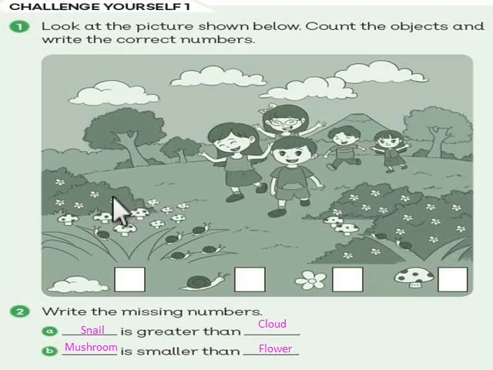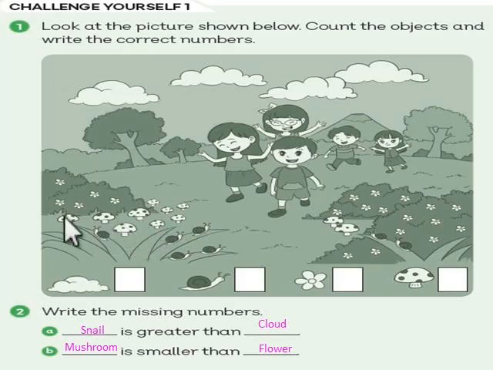Next, how many mushrooms are there? These ones are the mushrooms. We have 1, 2, 3, 4, 5, 6, 7, 8. Write how many mushrooms are there. Okay, so write the missing number. So I write the answer.